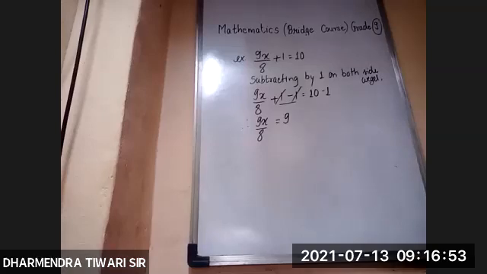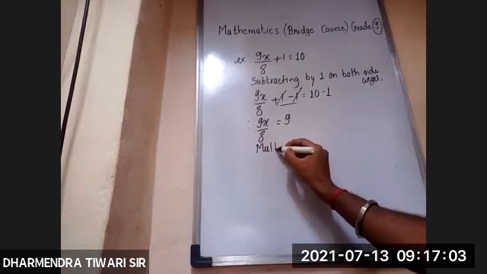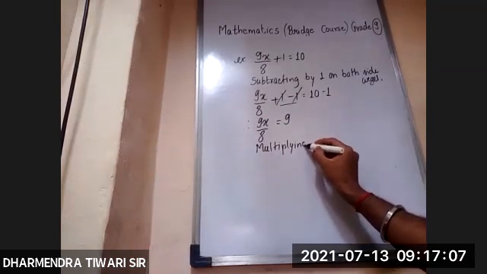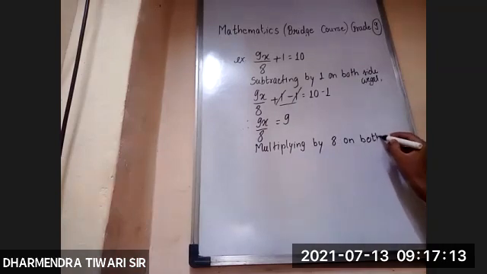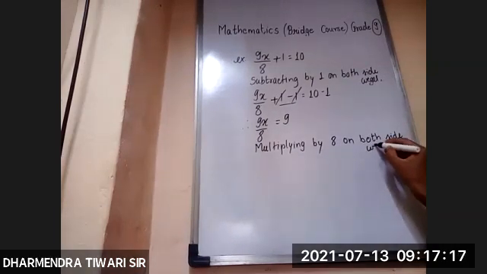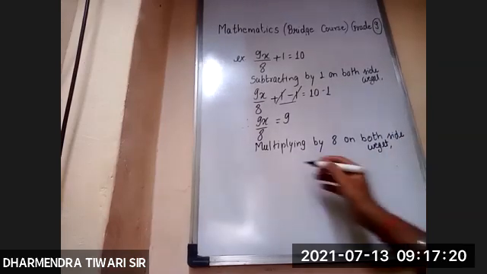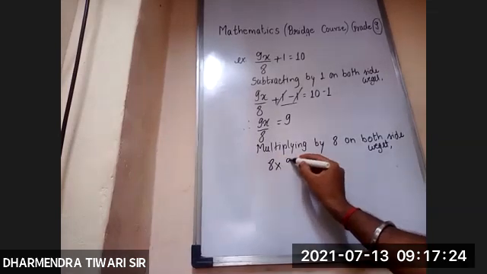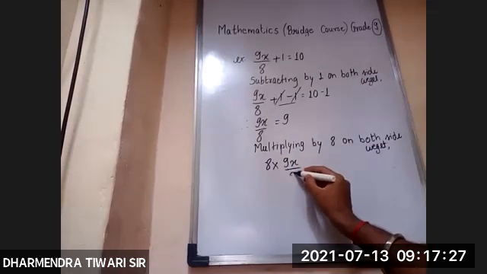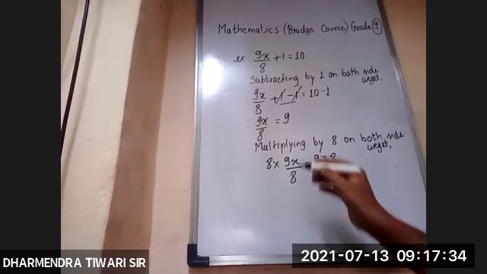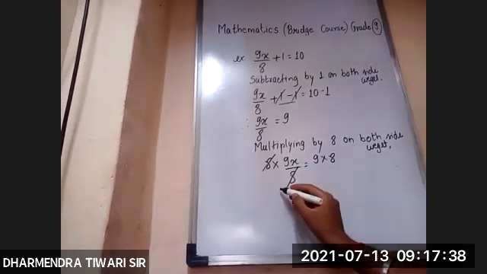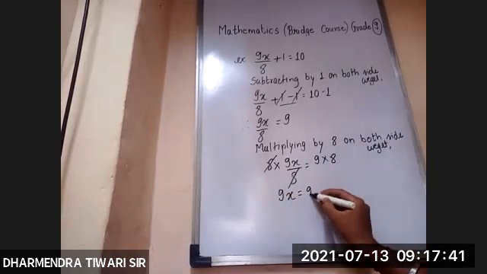Now, what is creating a problem? Multiplying by 8, we should write multiplying by 8 on both sides, we get 8 into 9x upon 8 is equal to 9 into 8. 8 gets cancelled up. What remains? 9x is equal to 9 into 8.